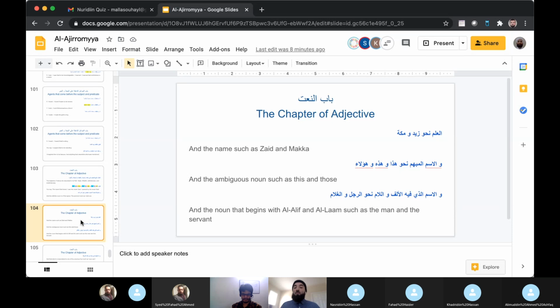Wal-ismu mubhamu, and the ambiguous noun. Nahu such as this and those. Now, why do we call it ambiguous? Because when I say this, it is ambiguous unless you know what I'm pointing to, right? If I say to you guys, this is very tasty, you don't see anything in front of me, so you don't know what I'm talking about.